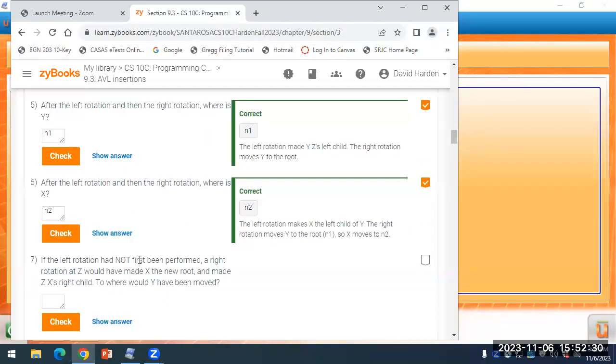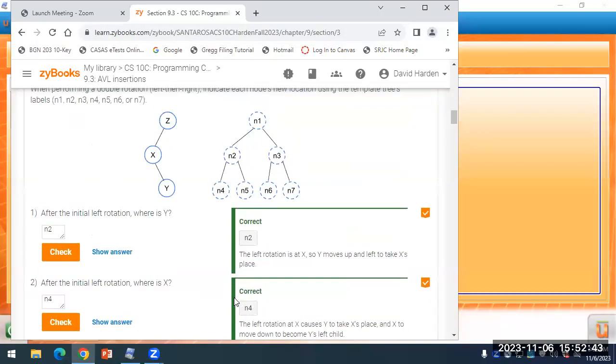If the left rotation had not first been performed, a right rotation at Z would have made X the new root and made Z X's right child. So right rotation at Z, we pick up the X, Z becomes X's right child. What happens to Y? Becomes Z's left child, right?